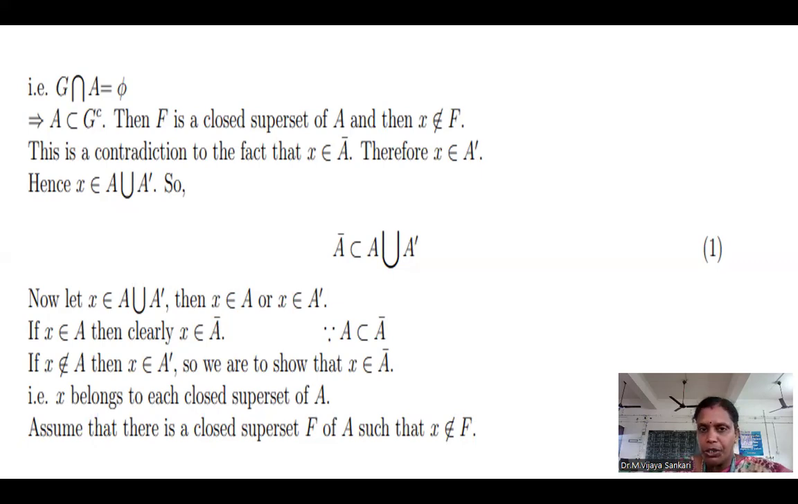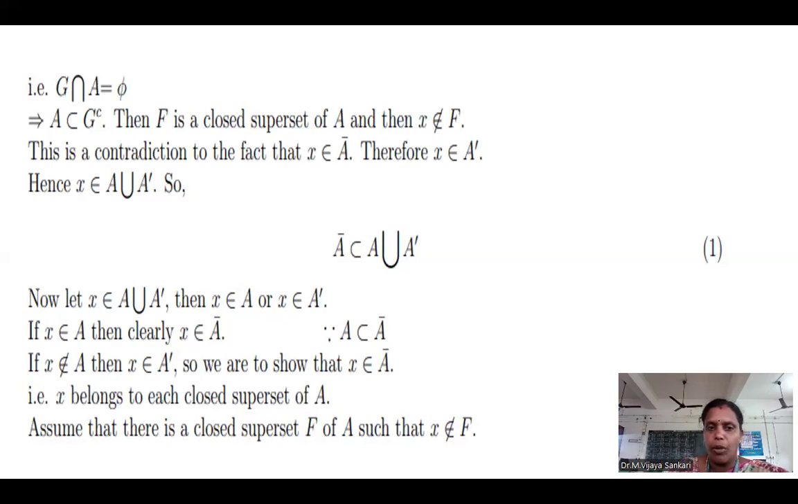This is a contradiction to the fact that x belongs to A bar. Therefore, x belongs to A dash. Hence, x belongs to A union A dash. So, A bar is a subset of A union A dash.